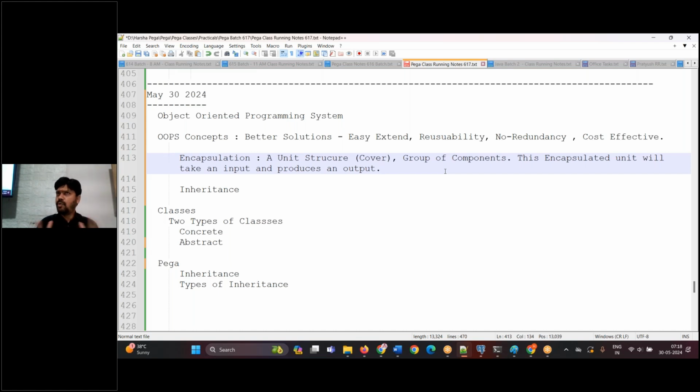So whenever in a programming language you want to implement or develop any functional components, that may be UI, business logic, or database, any functional components that are meant for processing something, then all the components should be placed inside a box or a cover. That unit is called an encapsulated unit, and the overall concept is called encapsulation. Understand?